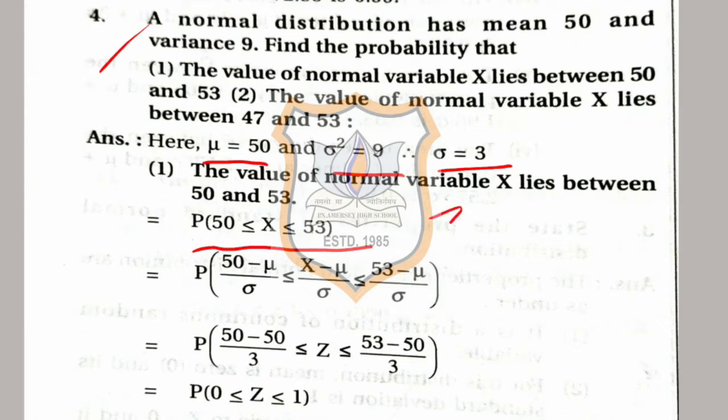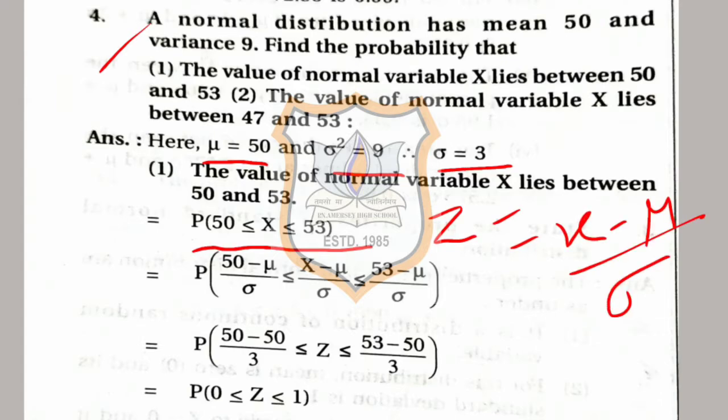Now you know that z is equal to (x minus mu) upon sd. So let's substitute the value. Here first value of x is 50. So you will have (50 minus mu) upon sd is less than or equal to z is less than or equal to the second value, 53. So that is (53 minus mu) upon sd. That means z lies between these two values.